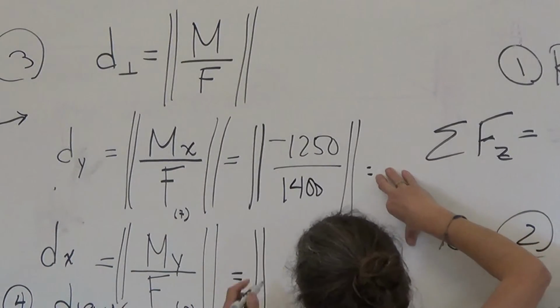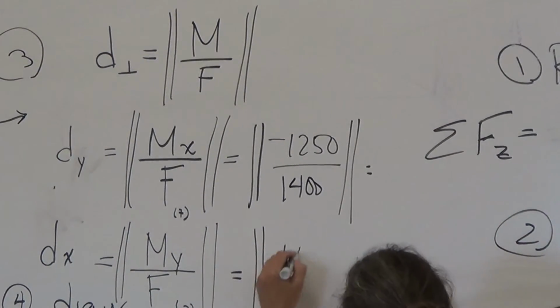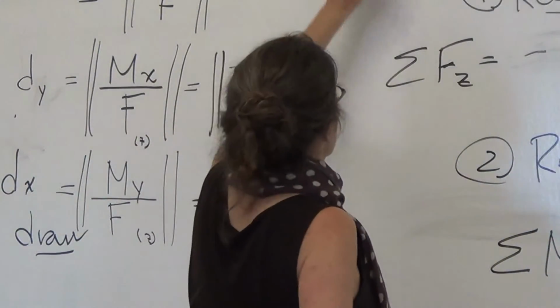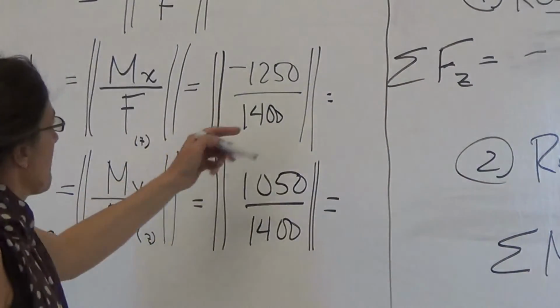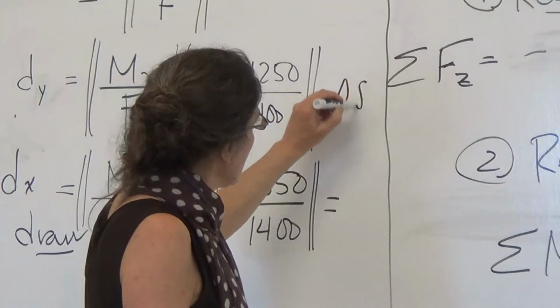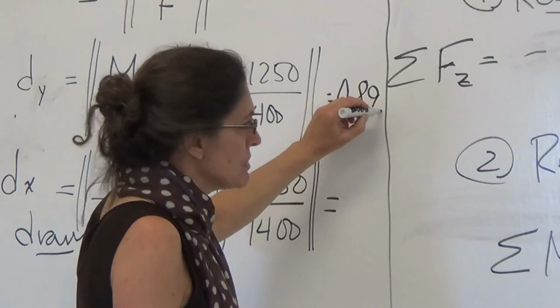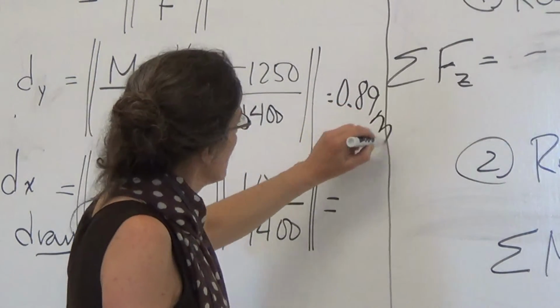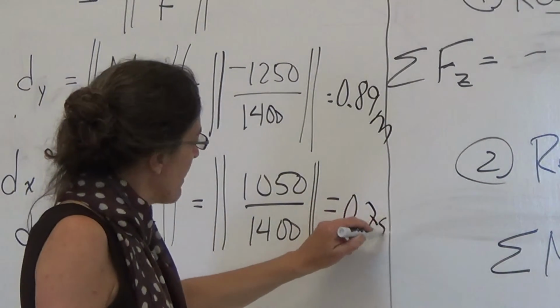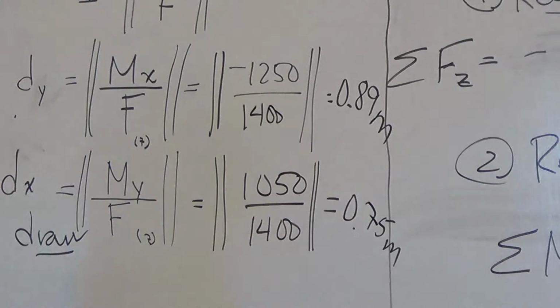And then David, do this one too, what's My? It's 1050. 1050 over 1400. And what values do you get? 0.89 meters. And what about this one? 0.75 meters. Okay, I know I'm going over and I'll give you back points.